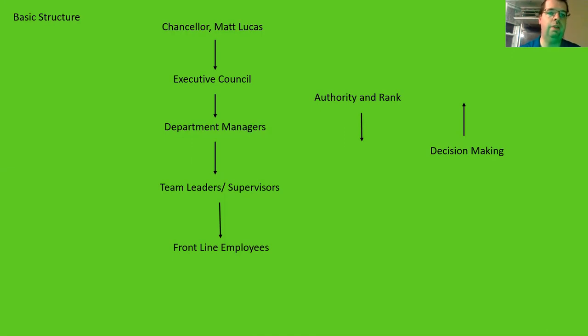The benefit of this system is that it reduces the strain on higher levels of leadership, like Dr. Lucas or the executive council, and empowers those on lower levels. The downside is it reduces conformity and uniformity within the organization.